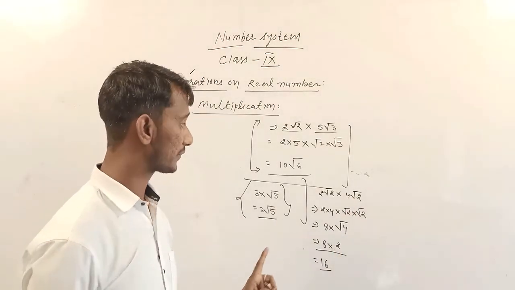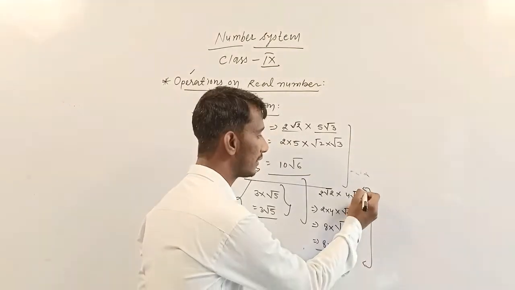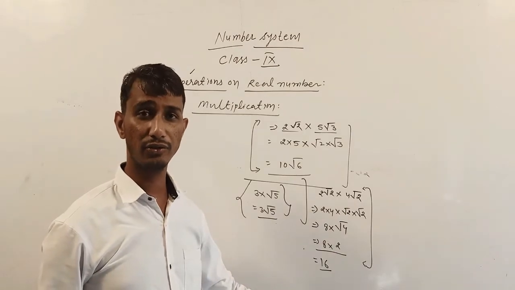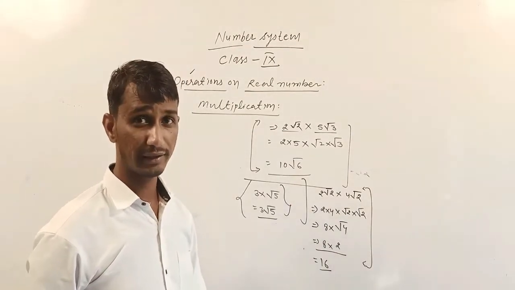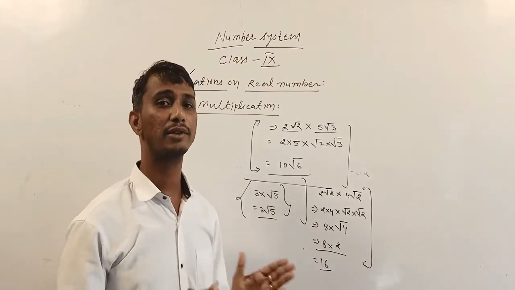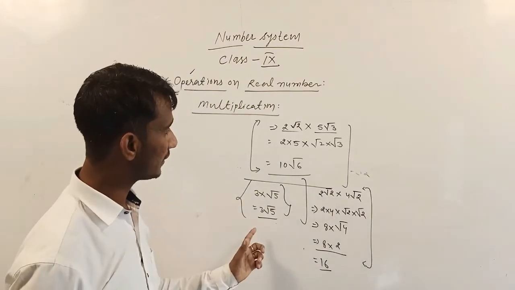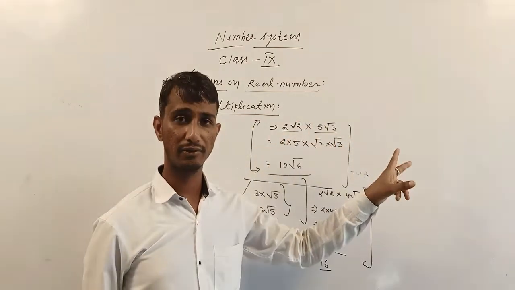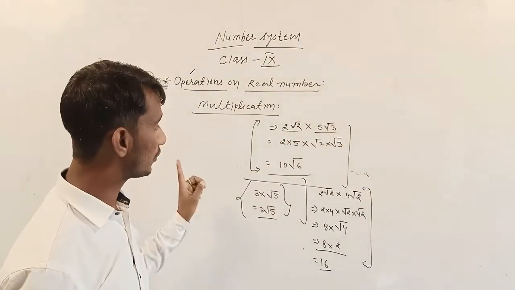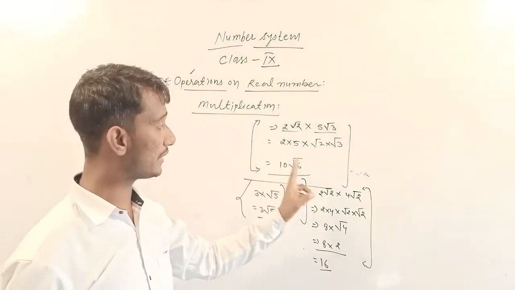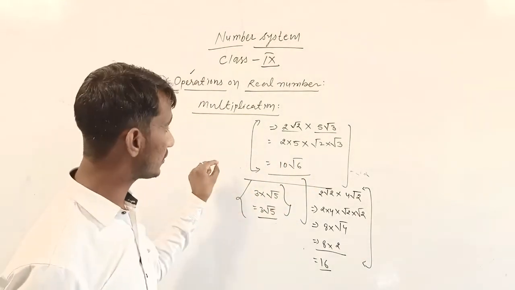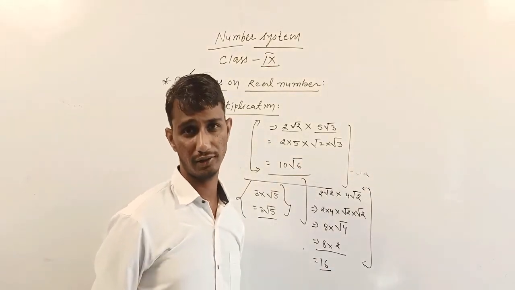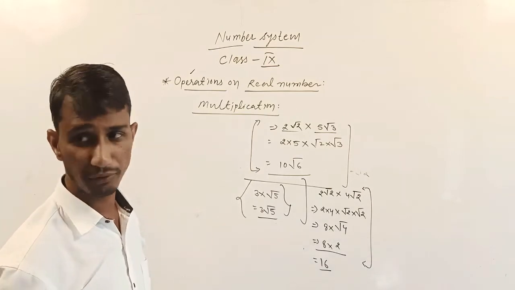Okay, so you can never say that the product of an irrational number and an irrational number is always irrational. It is not true for all. Sometimes it is correct and sometimes it is not. So you have to write only this fact: the product of a rational number and an irrational number will be irrational, but the product of an irrational number and an irrational number may or may not be irrational. Okay, are you getting my points?